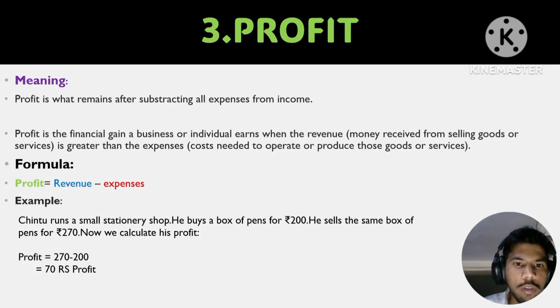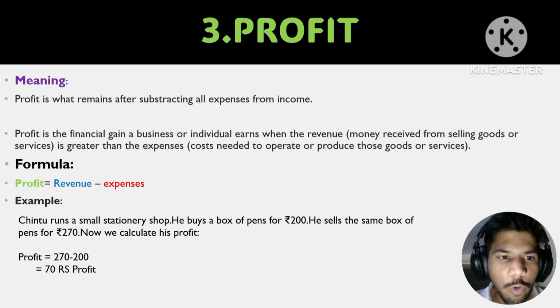Moving to the third concept, profit. Profit is what remains after subtracting all expenses from income. Profit is a financial gain a business or individual earns when the revenue is greater than the expenses. Formula: profit is always equal to revenue minus expenses. Here we have a small example to understand how we can calculate profit.